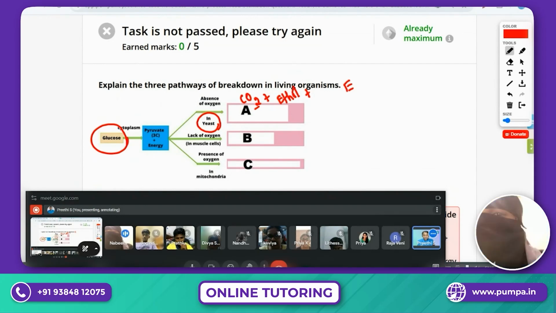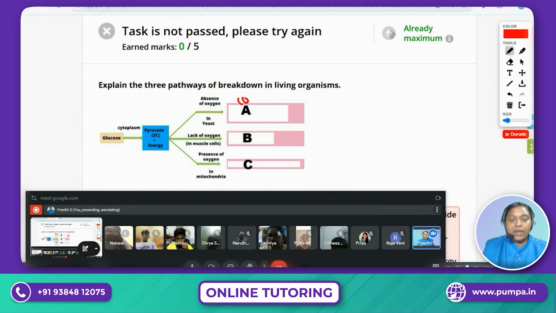Energy, yes, that's the correct answer. So the main product is the energy. Yes, it's the carbon dioxide. Carbon dioxide will be produced, and along with that, ethanol will be produced, and then the main product will be the energy.